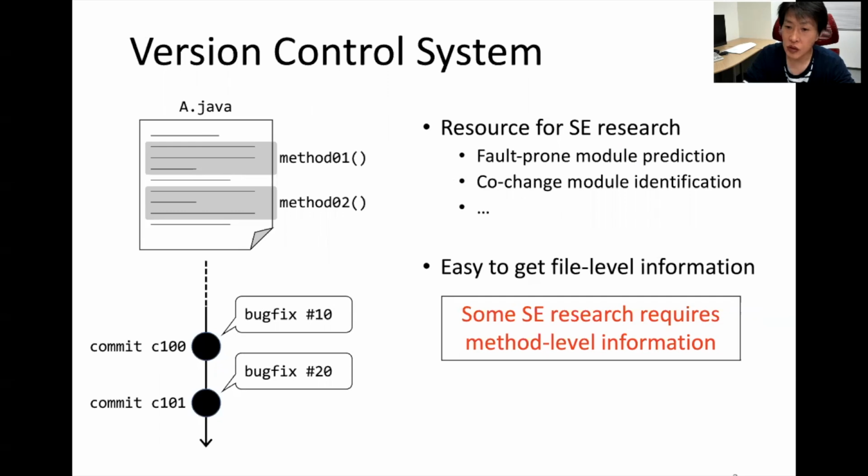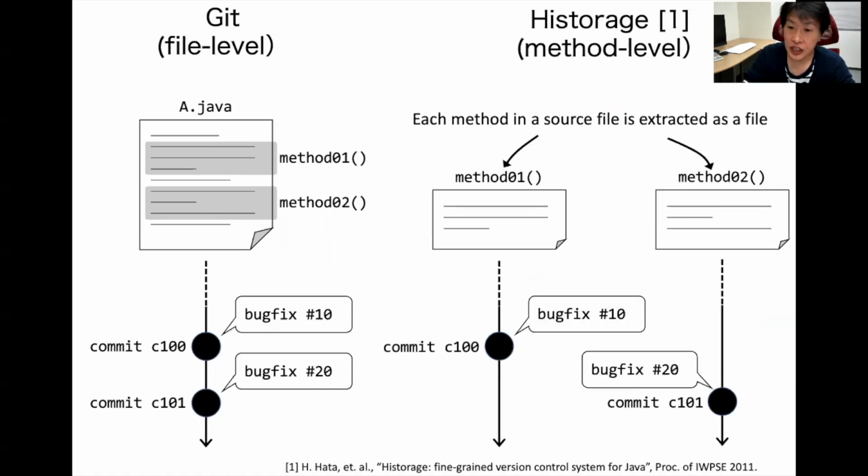By using version control systems, we can easily get file-level information. However, some software engineering research requires method-level information. To easily get method-level information, Historage was developed 10 years ago. In Historage, each method in source files is extracted as an independent file. So we can easily get method-level information only by using Git command like git log.